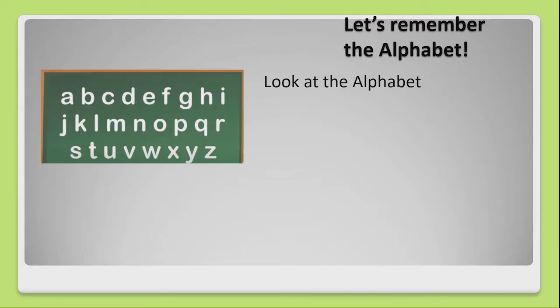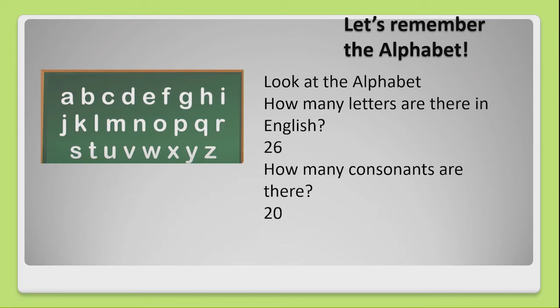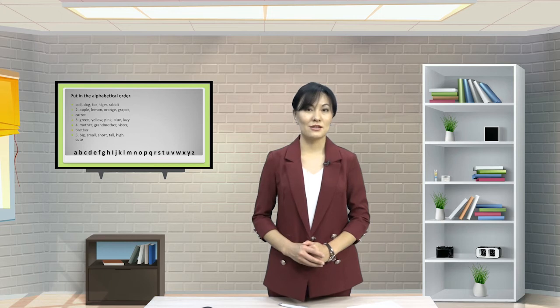Now children, let's remember the alphabet again and answer the questions. Look at the alphabet. How many letters are there in English? Yes, there are 26 letters. How many consonants are there? Right, 20. How many vowels are there? Good job, 6 vowels.